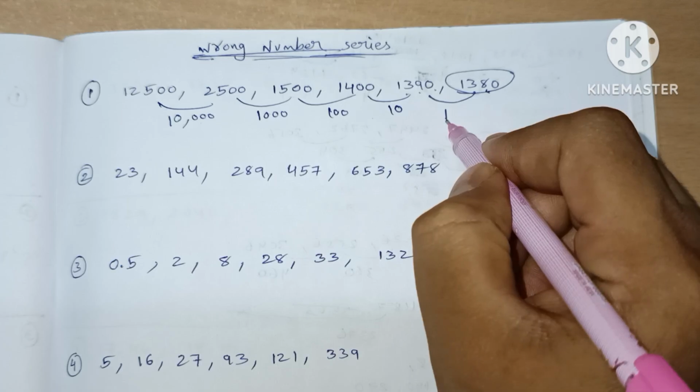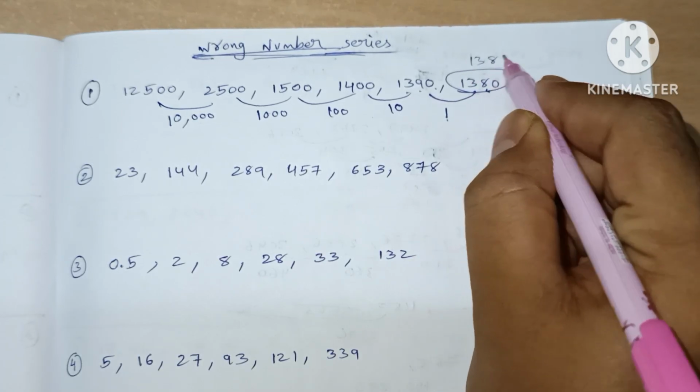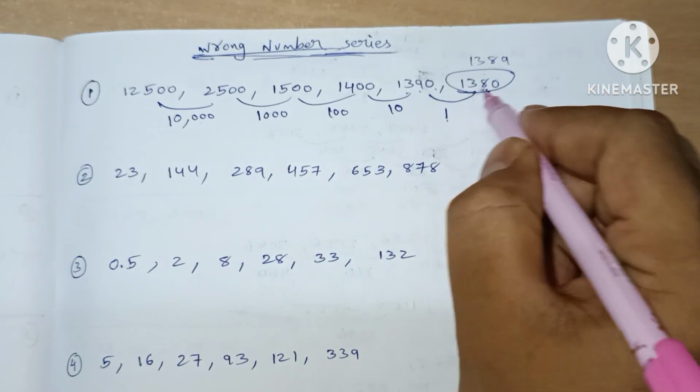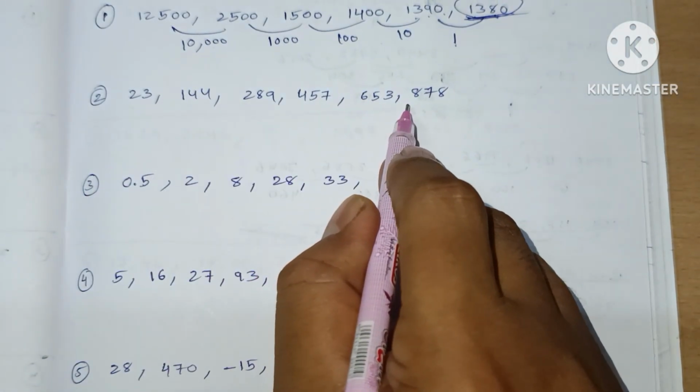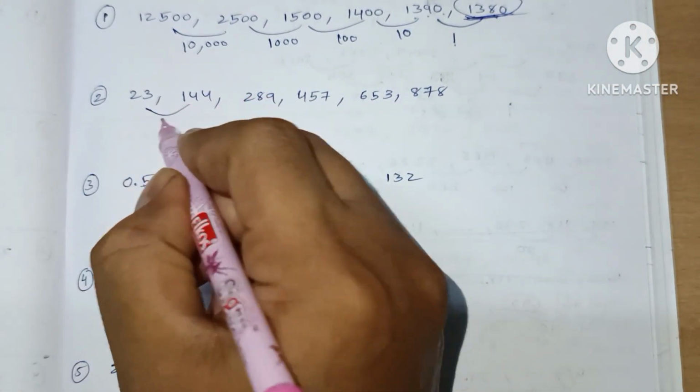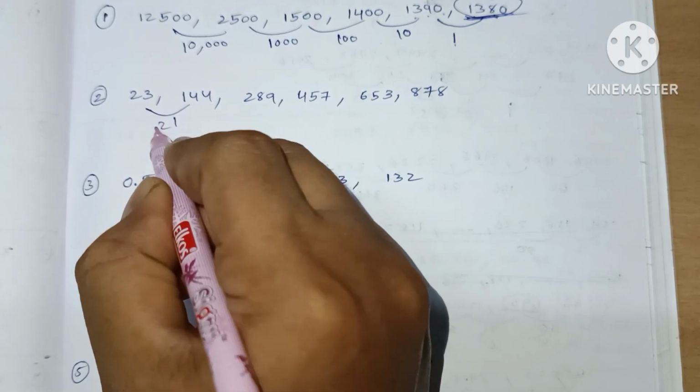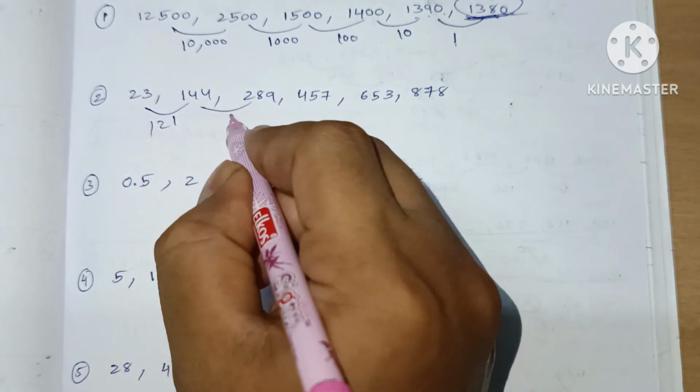390 minus 1, which will be 1389. This is our right number and this is our wrong number. Let's see second question. Here it is slightly increasing, so we'll check the differences. Here the difference is 1, 2, 1, 121, which will be 11 square.